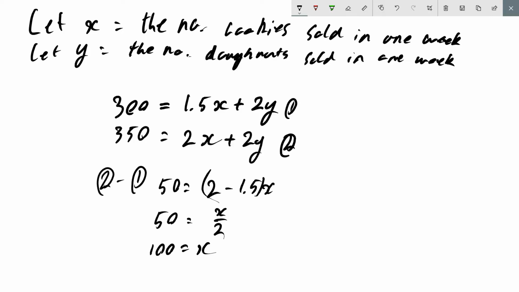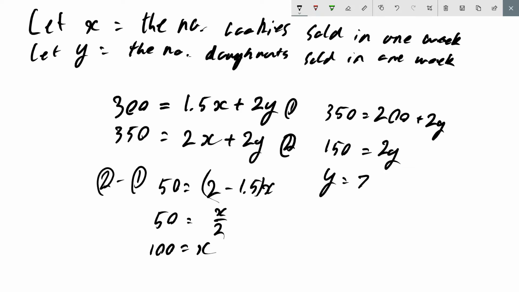So we can sub that back into one of our equations. Let's do it for equation 2. 350 equals 200 plus 2y. Subtract 200, we have 150 equals 2y. Divide by 2, y equals 75. So Bob sold 75 donuts.